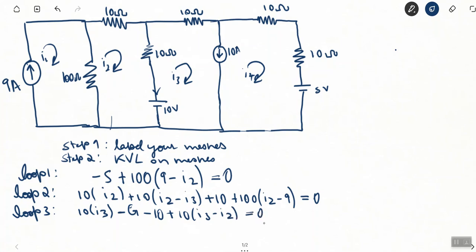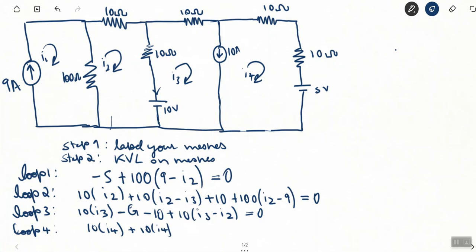Is equal to 0. That's loop 3 for us. Now the last loop. Okay, so let's start with the 10 ohm resistor. The current through that is I4, going through I4. Then we have another 10 ohm resistor here, which is also again I4, not being counteracted by any other current.